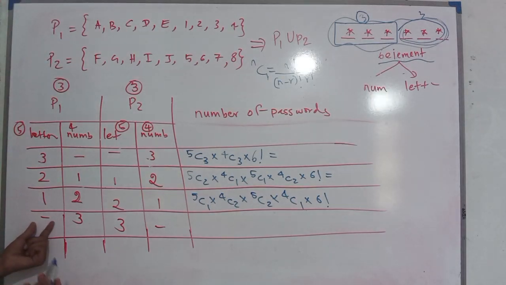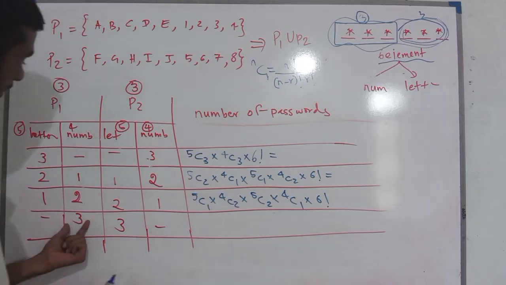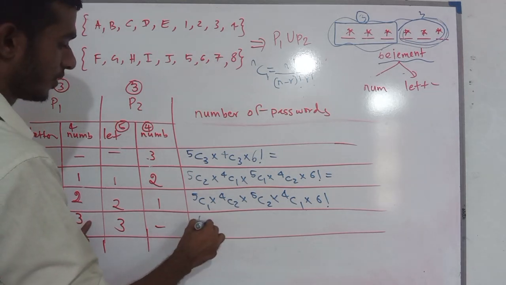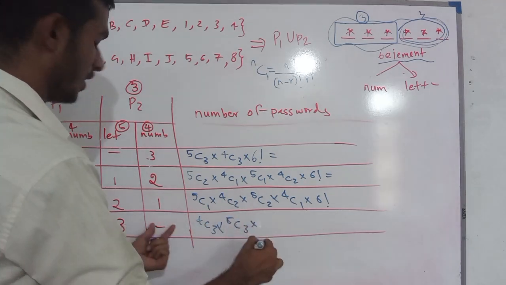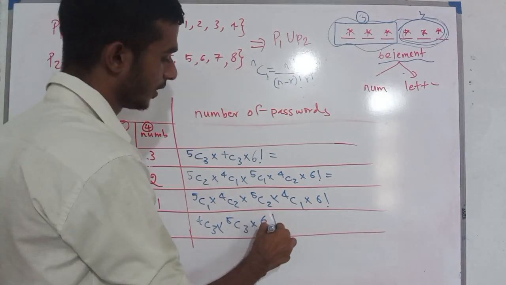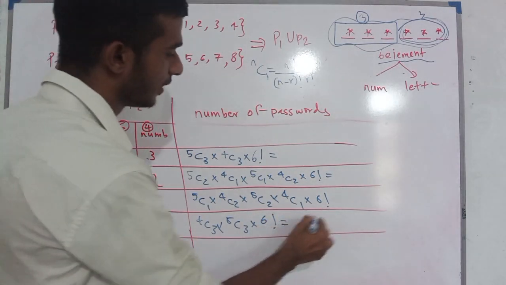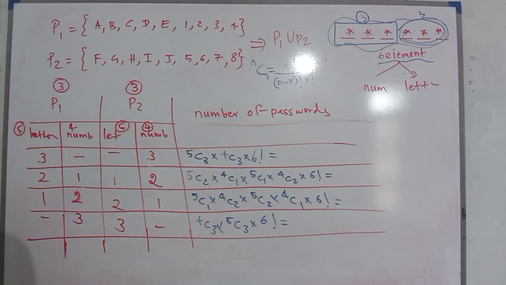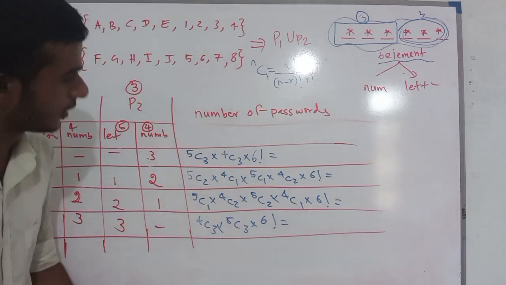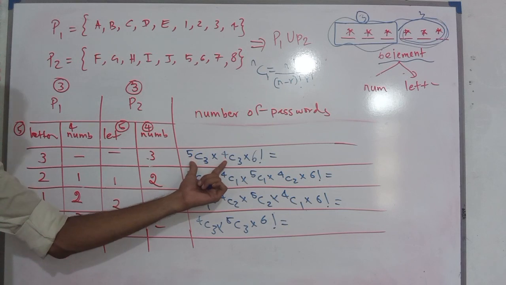Now here we don't pick any letters from P1, so we don't need to find out the combination for that. Now 4C3 times 5C3 times, here no need, then 6 factorial. Now if you simplify these expressions, you get the answer as 28,800, because we have already calculated this, right?